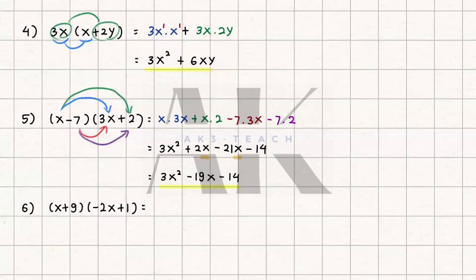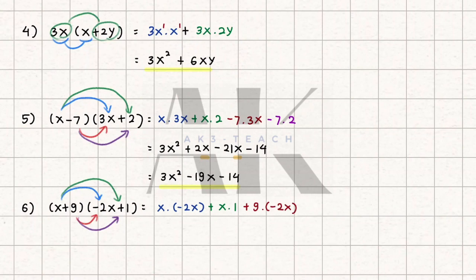It's pretty similar to what we have in question 5. So let's do it again using the same method. This is the first, second, going with the third here, and the fourth here. For the blue one, I'm having x times negative 2x. The green one, I'm having x times 1. The red one, I'm having 9 times negative 2x. And for the last one, I'm having 9 times 1. If you notice, I intentionally used the brackets here due to the negative sign.